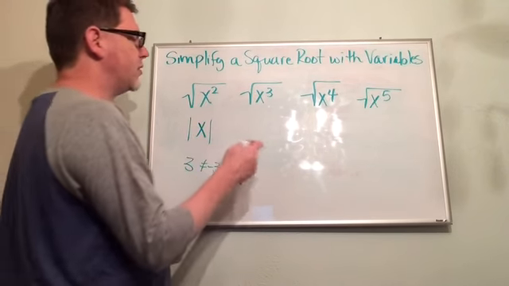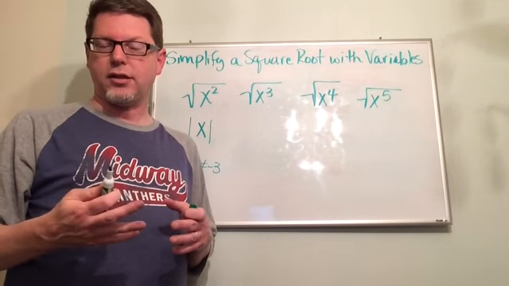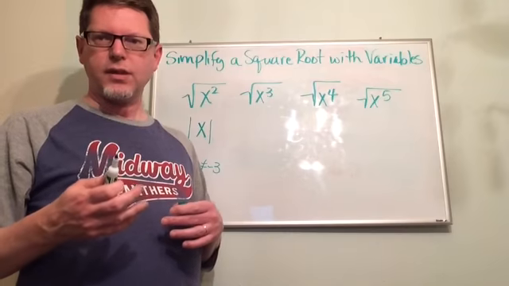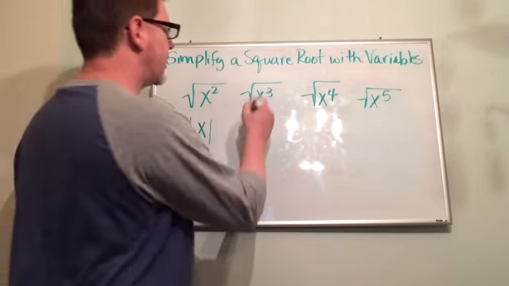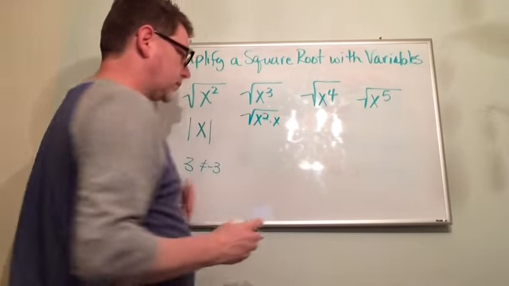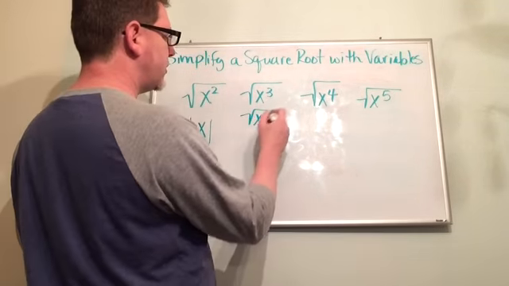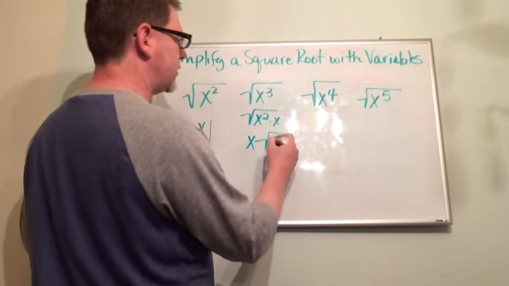So let's look at x to the third. Now with x to the third, I need to see what is the perfect square factor of x to the third, and that would be x squared. Because remember, when we multiply the same base, we add the exponents. So x to the third is the same thing as x squared times x. So the square root of x squared we know is x, times the square root of x.